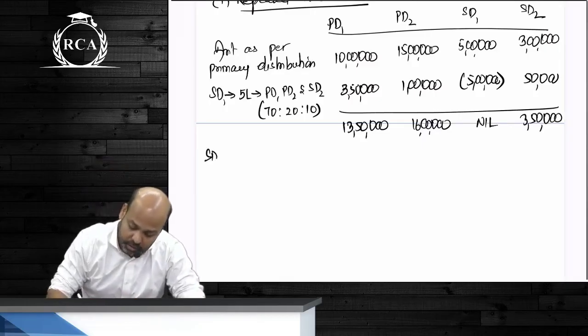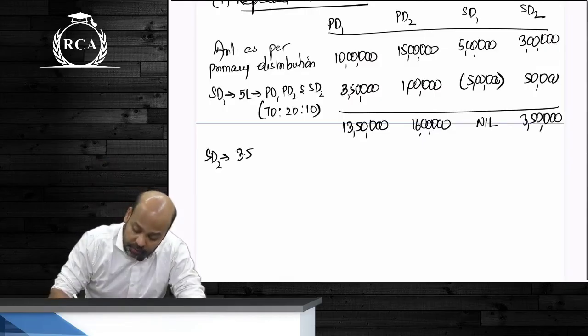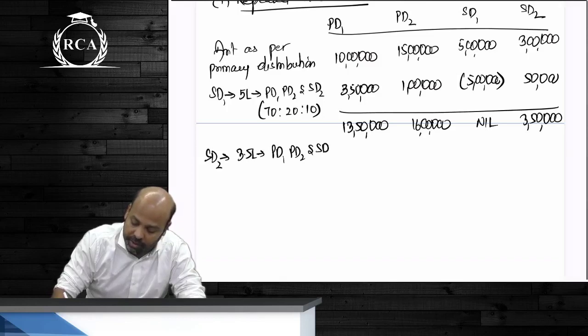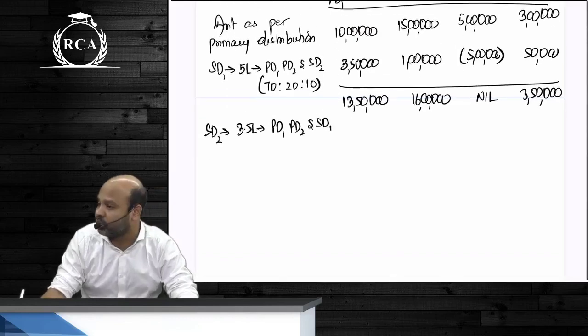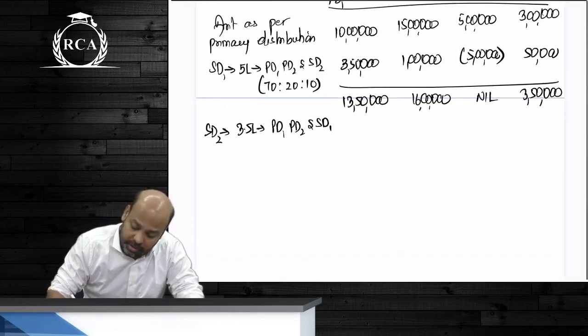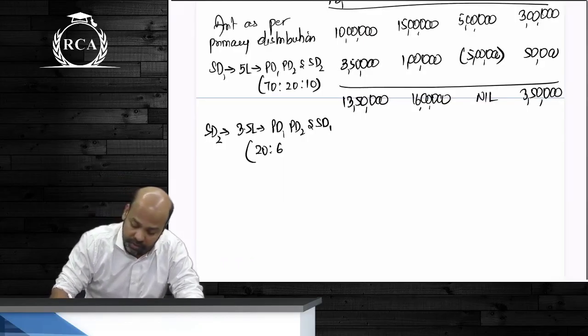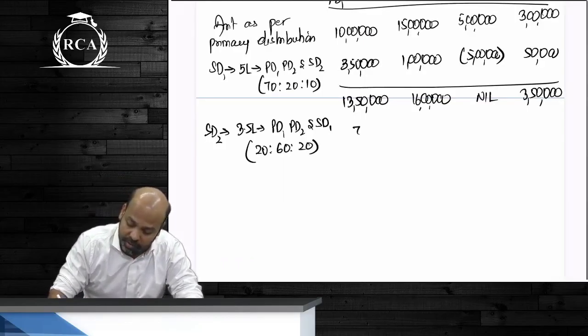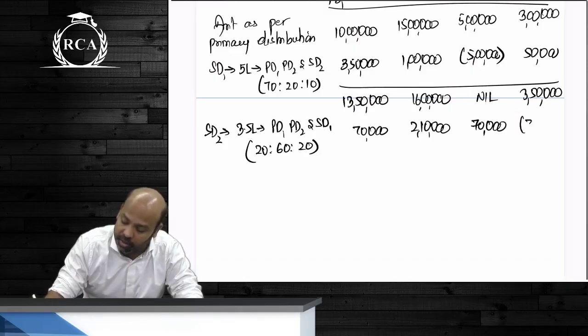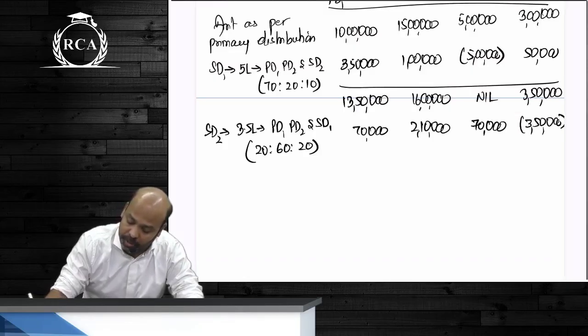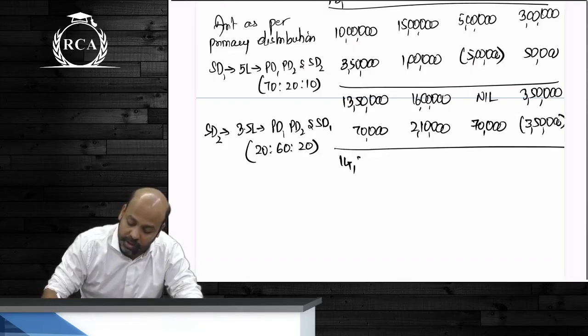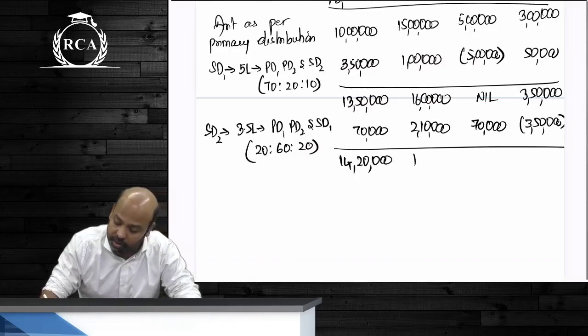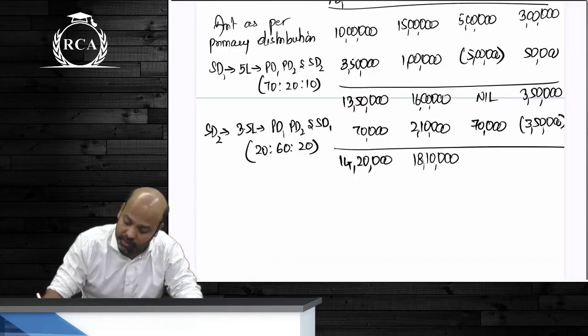What will I do beta now? But this will now get allocated even to SD1. Under step method, we did not reapportion it back to SD1. How much will that be beta? 3 lakh 50 in the ratio of 20, 60, 20. 20% beta would be 70,000. 60%, 3 times 2 lakh 10,000. Again beta 70,000 and negative 3 lakh 50. If you see, there is an amount that is accumulated, guys, in SD1 again. And that amount beta is 70,000.